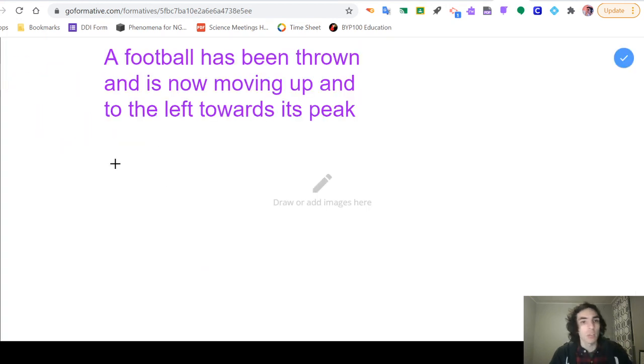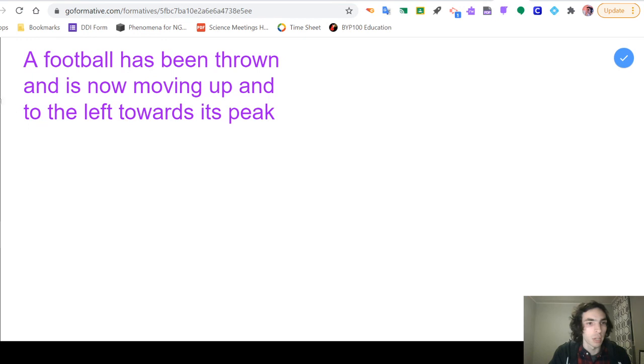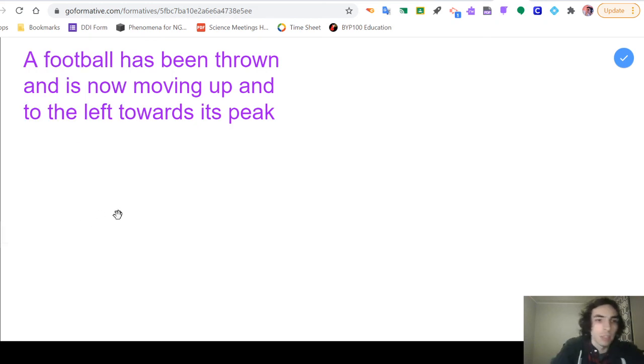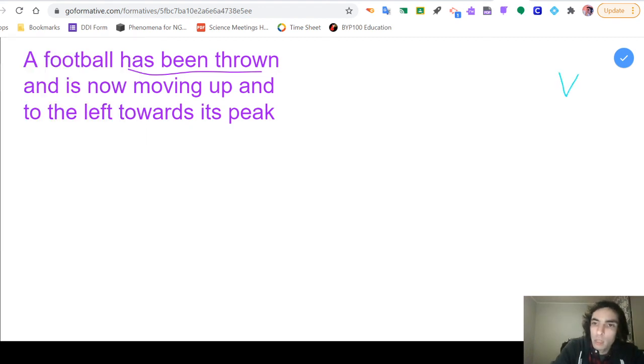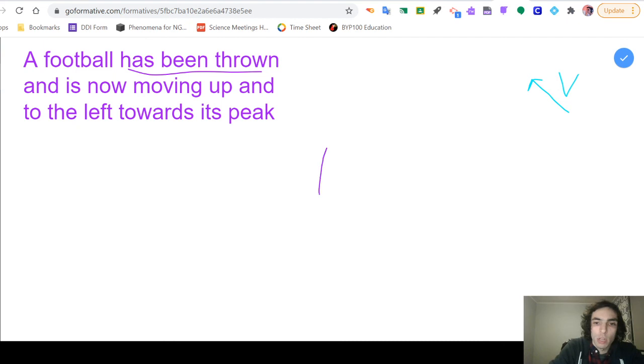Okay. Now this one is a tricky one. This was on our homework, or pretty similar to our homework question. And now we have this football, and it's been thrown. That's an important thing that I'm saying. It has been thrown, not that it is still being thrown, and is now moving up and to the left towards its peak. So if I want to label the velocity of this, the velocity is kind of up and to the left. So we've thrown this ball, it's moving up and to the left towards its peak. And now let's draw the free body diagram on that.